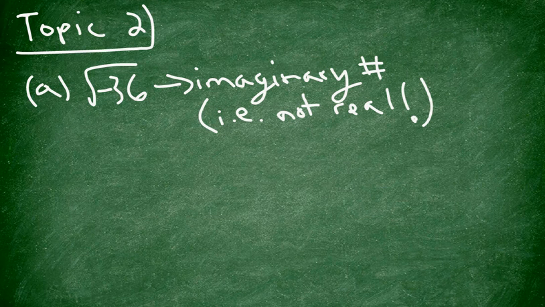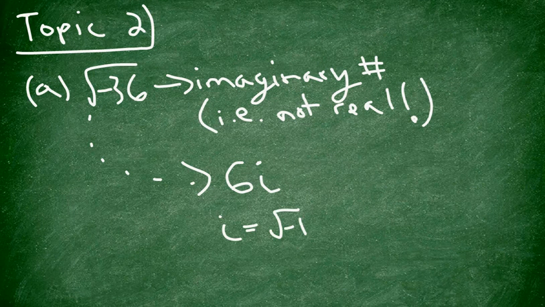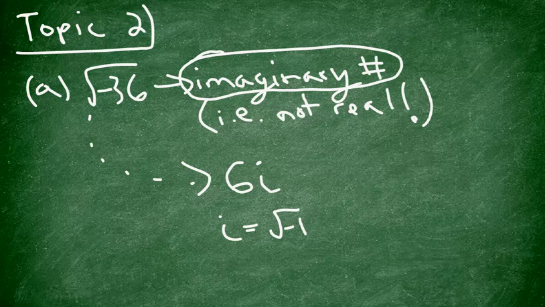If we go a little bit further, if you're familiar with this, I could actually write this as 6i, where i is equal to the square root of negative 1. Okay, but we're not going to get into that. For our purposes, we're just going to say imaginary, i.e. not a real number. Okay, so let's keep going to question B.